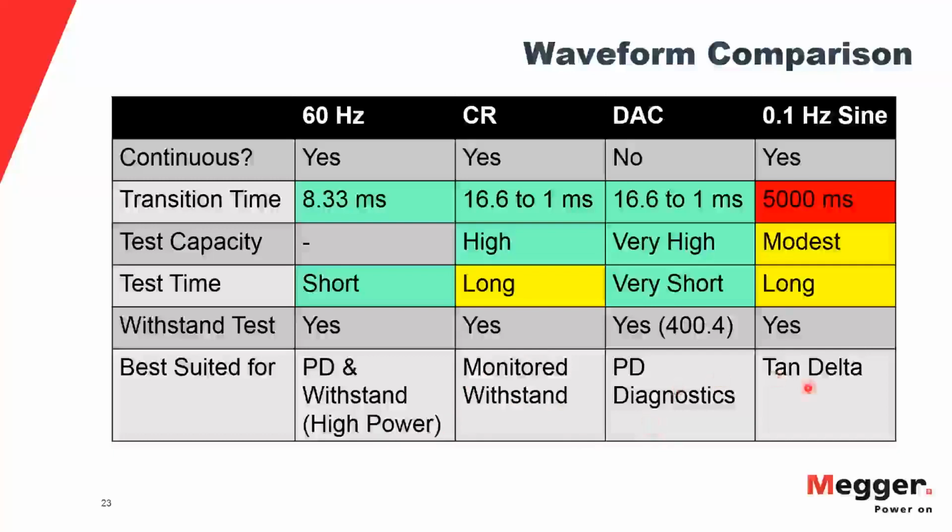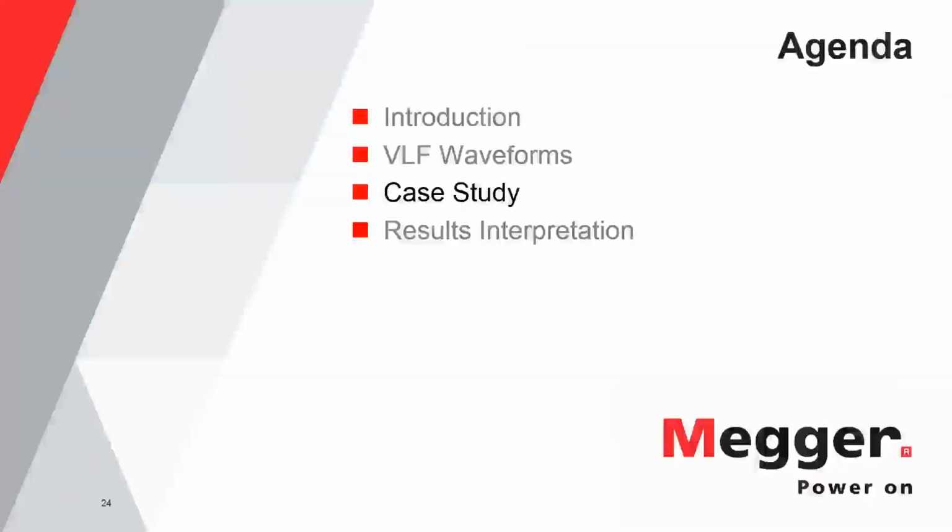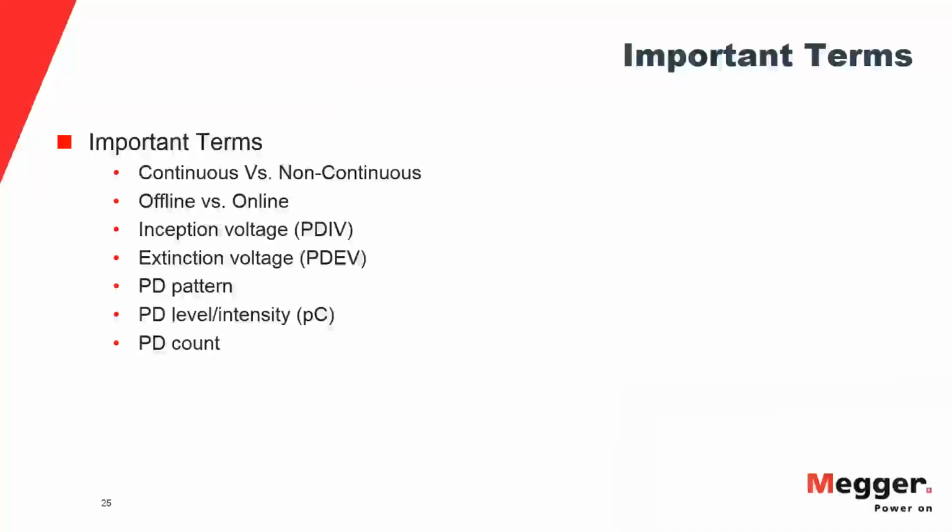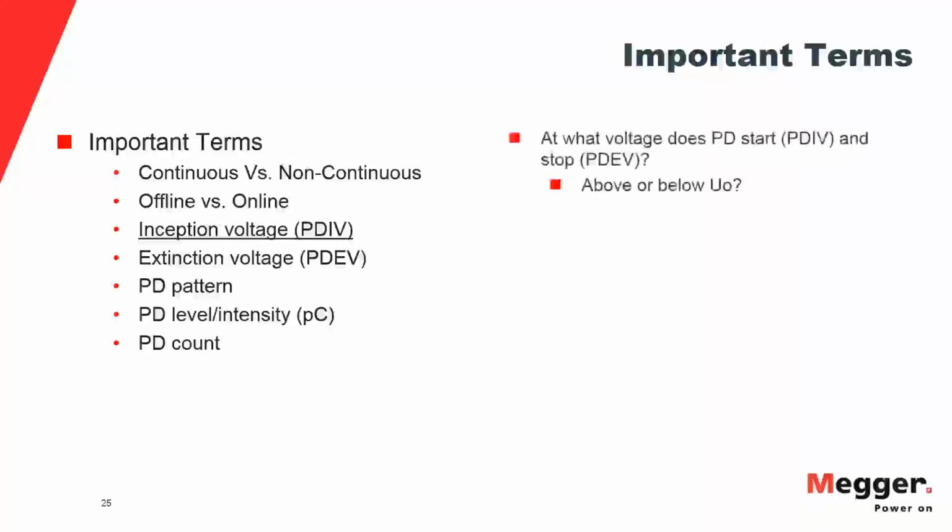And when we talk about what these waveforms are best suited for, 60 hertz is great. It's good for partial discharge and withstand testing, but it has high power requirements, big heavy equipment. Cosine rectangular is great for withstand testing or partial discharge monitored withstand testing. Damped AC is great for partial discharge diagnostics, so a very quick and very gentle test on your cable. And 0.1 hertz sine, it can be used for partial discharge, but it's well suited for tan delta and for withstand testing as well.